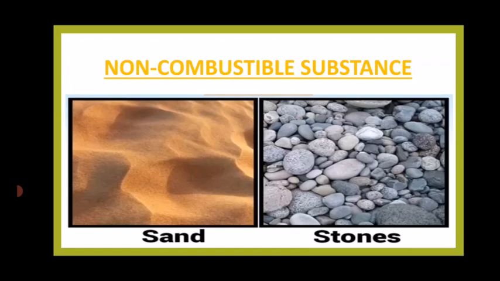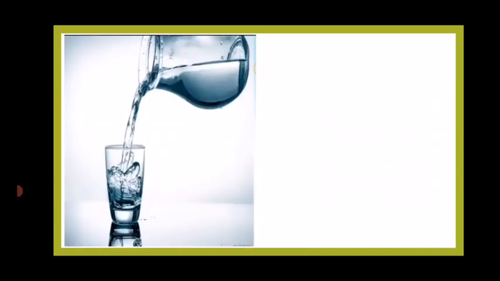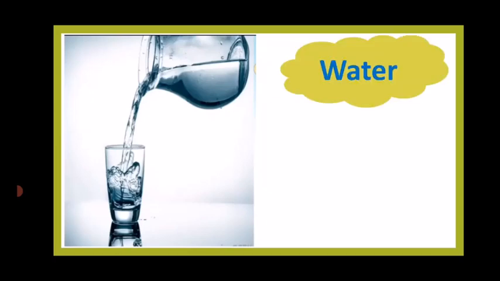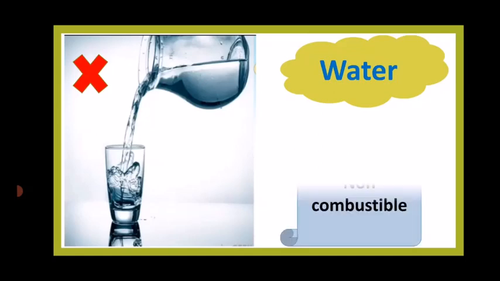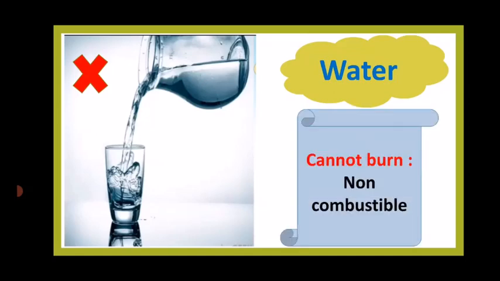So there are two kinds of things. One which can catch fire, we call them combustible. Some things which cannot catch fire, we call them non-combustible substances. Look, water. Water is also non-combustible because water cannot catch fire. It cannot burn. In fact, we use water in order to put out fires. So water is non-combustible.